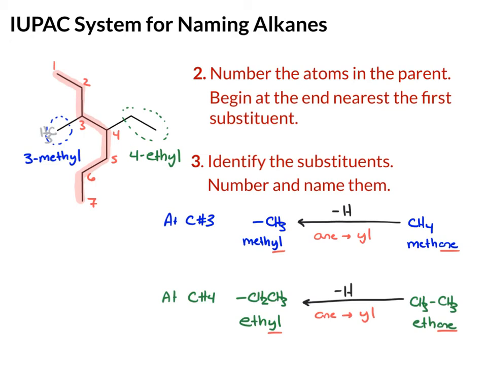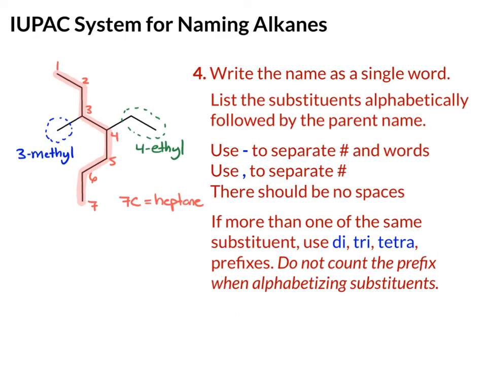We've taken care of rule 3. We've identified the substituents, we've numbered them, and named them. So now we have everything we need. We just need to put the name together. So now what we're going to do with this is we're going to write the name as a single word. We list our substituents alphabetically and follow it by the parent name.